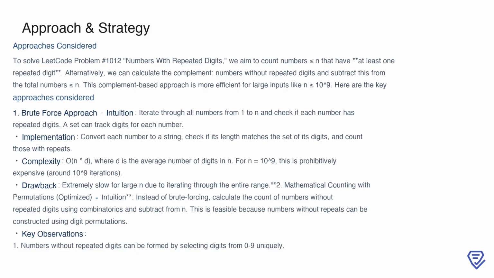On the other hand, a more optimized method involves mathematical counting using permutations. By leveraging combinatorics, we can directly calculate the count of numbers without repeated digits, which avoids the inefficiency of brute force. The key observation here is that numbers without repeats can be constructed by selecting digits uniquely from the range 0 to 9, allowing us to use permutations to simplify the problem further.